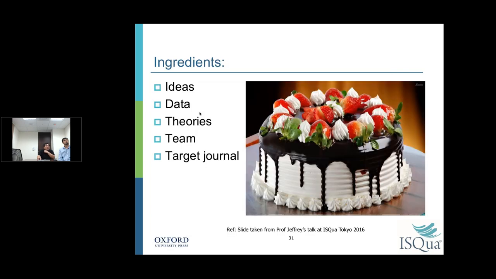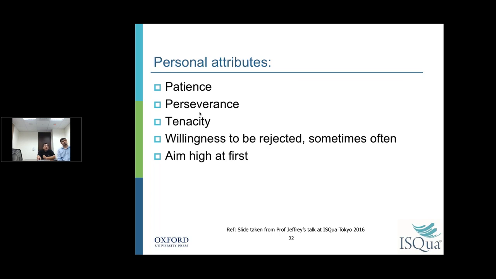Okay, so the ingredient for your paper will be ideas. This is a slide that we actually borrowed from Professor Jeffrey's talk last year. So you need to have these ingredients to make a good paper, like a good cake in this picture. You need ideas, data, theories, team, and target journal. So if you want to submit a paper to ISQua journal or IJQSC, it's very important that you read our journal and you read the information for authors.